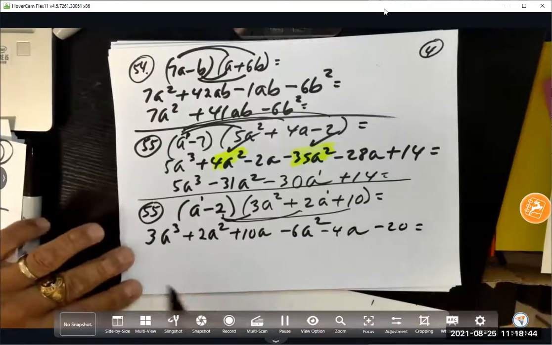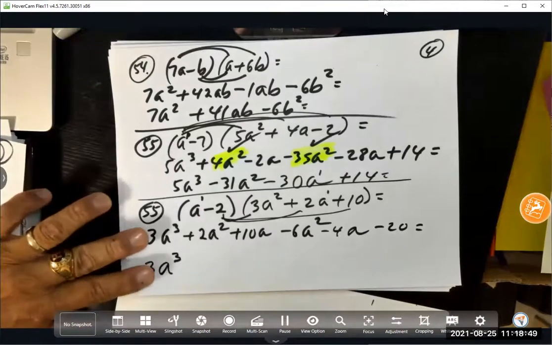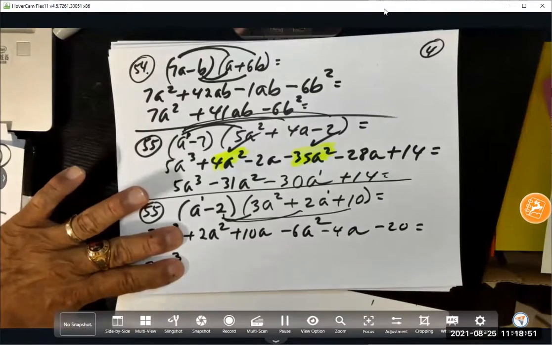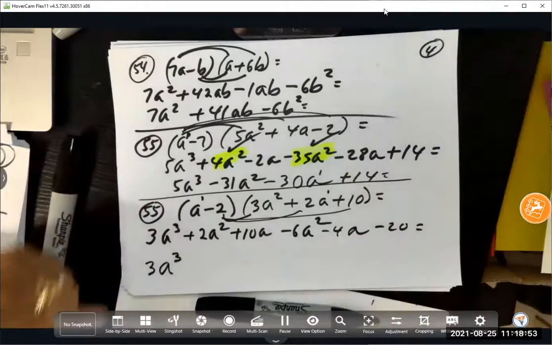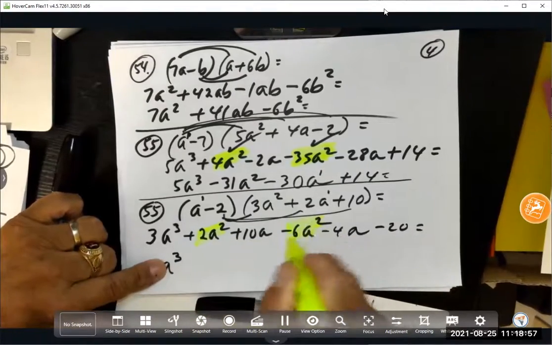Now, I'm telling you, if it's an a cubed, it has to be a cubed, or else leave it alone. So that one's by itself. Now this one, you can put this together because they have the same power. This one and this one have the same.